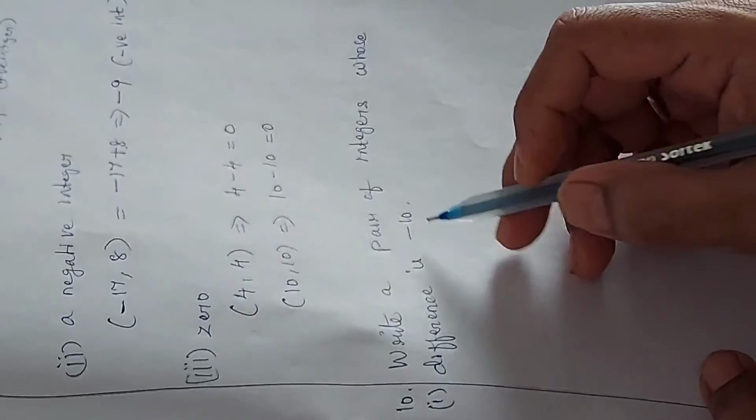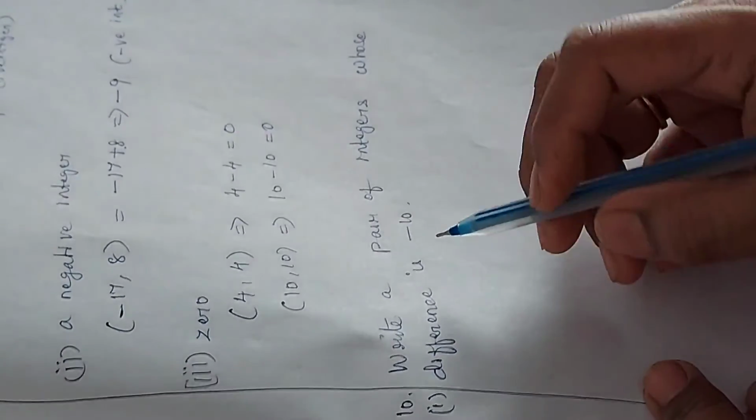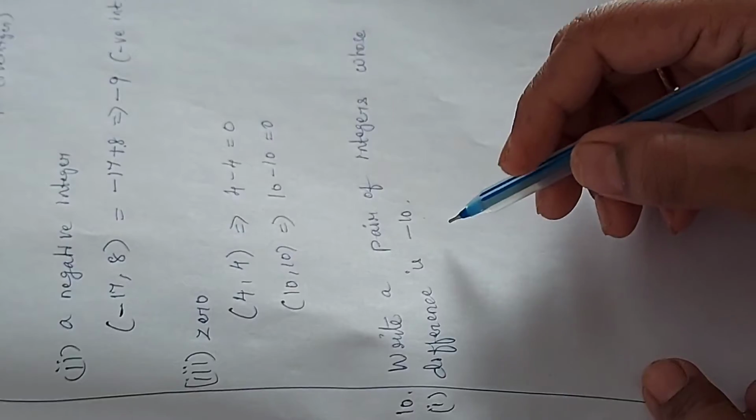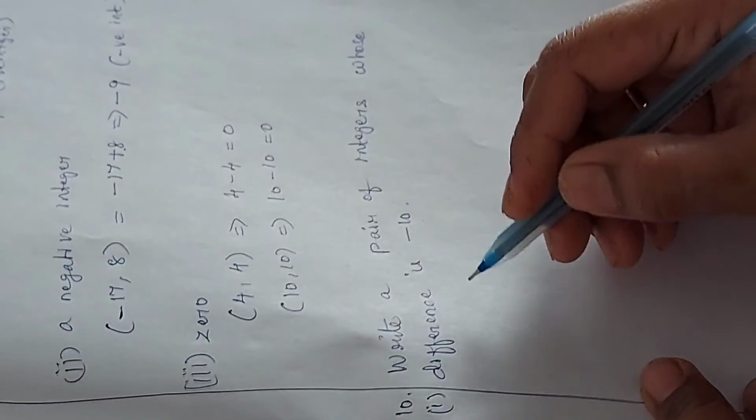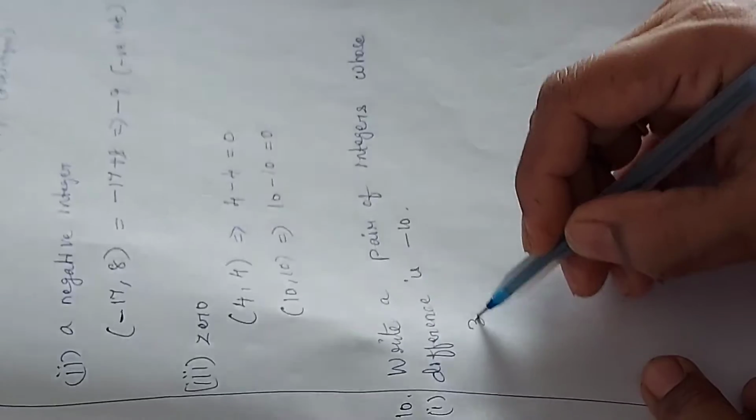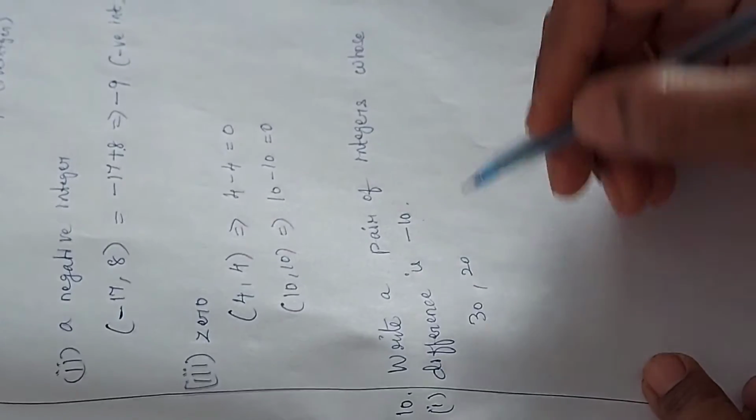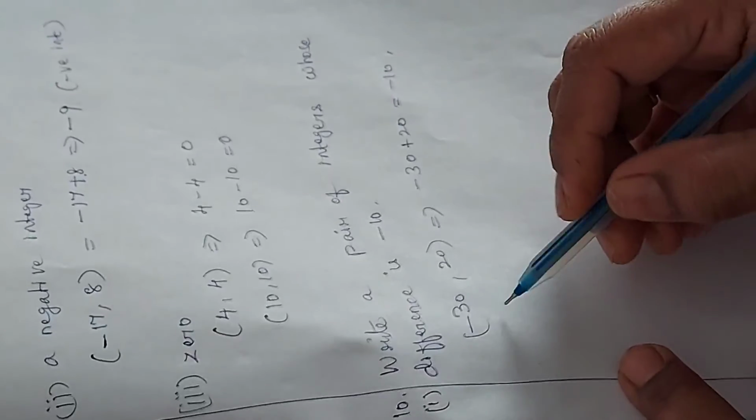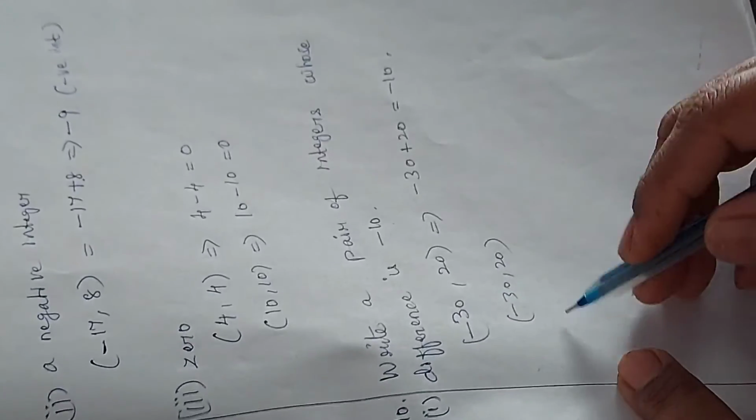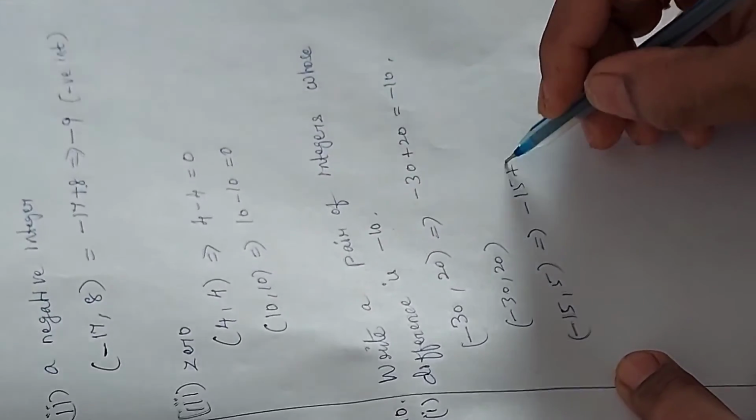The next, 10th problem is: write a pair of integers whose difference is minus 10. This is the first subdivision of the 10th problem. So the answer should come as minus 10, and we have to find out the difference between the pair of integers. If I take 30 comma 20 and they have asked the answer should be in minus, so I have to take the higher number in minus sign. Then if I add these two, minus 30 plus 20, I will get minus 10. So you can write minus 30 comma 20, or you can write minus 15 comma 5. With minus 15 comma 5 also, you will get the answer as minus 10.